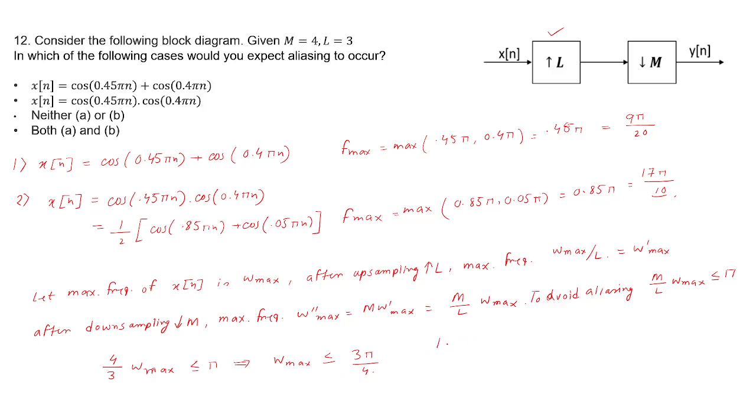Now let us check for the first signal. It is 9 pi by 20, less than 3 pi by 4. Correct. So in the first signal, aliasing won't occur. For the second signal, which is 17 pi by 20, is it less than 3 pi by 4? No, absolutely not. It is greater than that. So for the second signal aliasing will occur. So only in the case of the first signal aliasing won't occur. So our answer is option A.